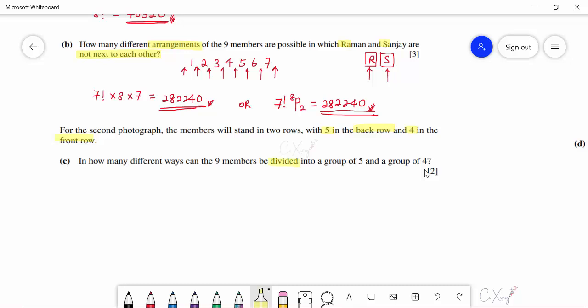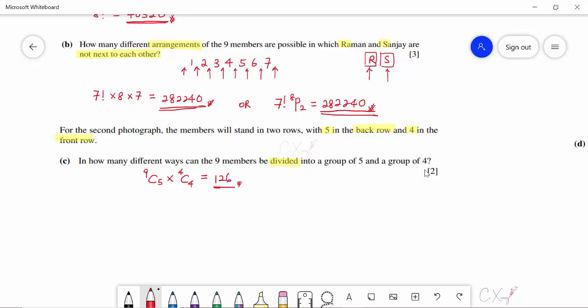So the word divided actually means that you want to select 5 members into group 1 and the remaining 4 into group 2. When you are talking about selection, it will be about combination. For combination, usually we use nCr. So how can we do that? Originally we have 9 members. Then you want to choose 5 members to be in group 1, multiplied by the remaining 4 members into group number 2. So for this case, you have 126.